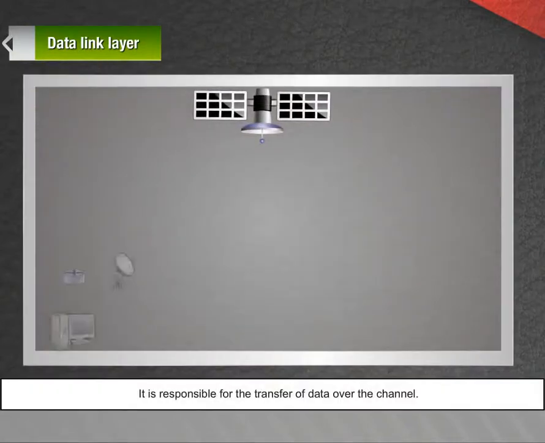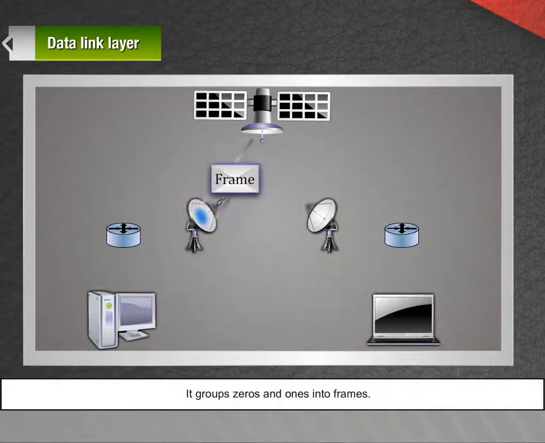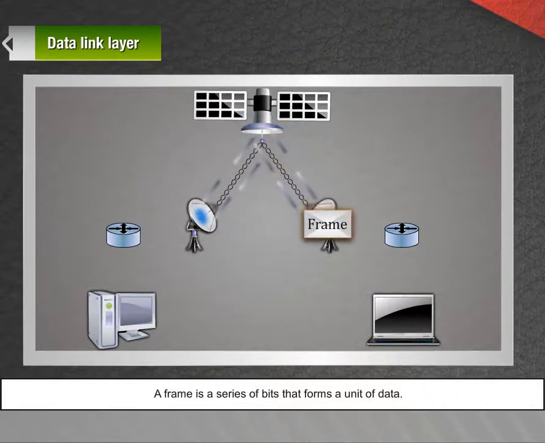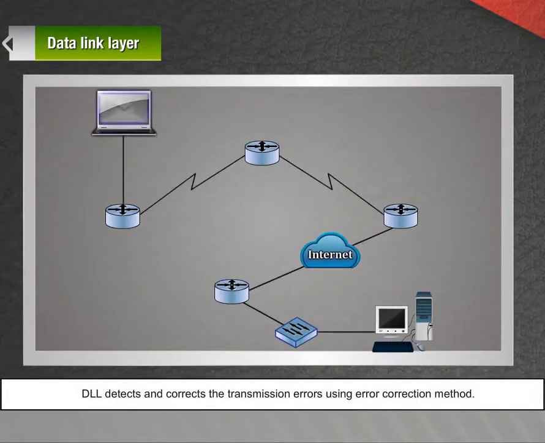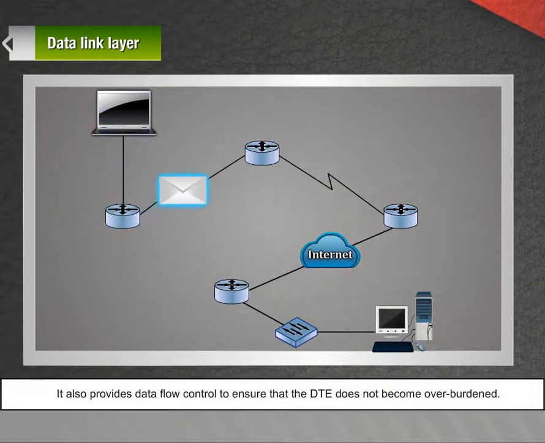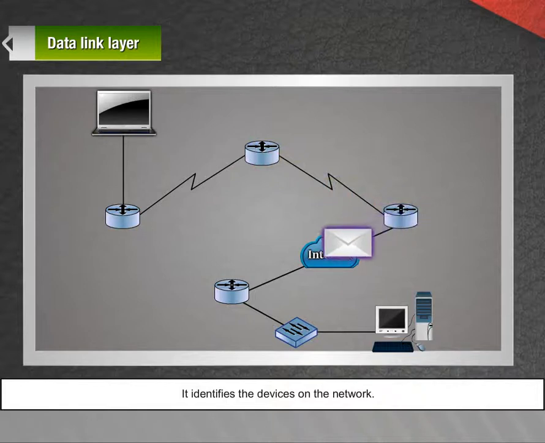Data link layer. It is responsible for the transfer of data over the channel. It groups zeros and ones into frames. A frame is a series of bits that forms a unit of data. DLL detects and corrects the transmission errors using error correction methods. It also provides data flow control to ensure that the DTE does not become overburdened. It identifies the devices on the network.